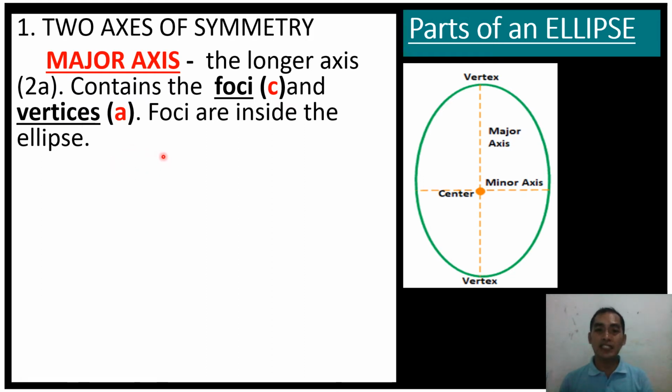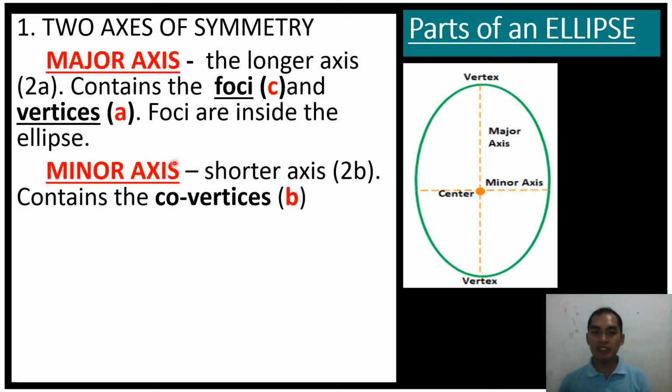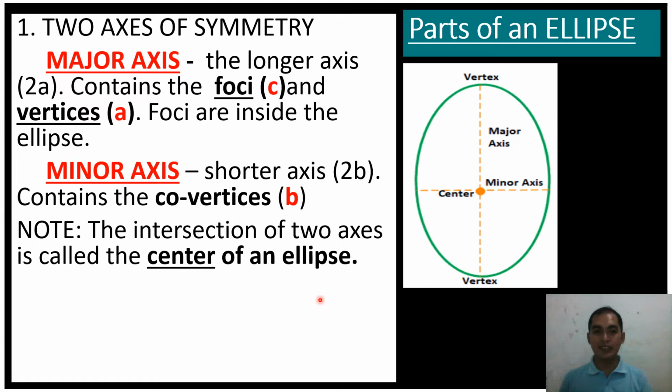It contains the foci, the vertices, and the center of an ellipse. The minor axis, the shorter axis, has a measurement of 2b. It contains the co-vertices. So this one, the minor axis, and this one, the major axis. Take note that the intersection of the two axes is called the center of an ellipse.